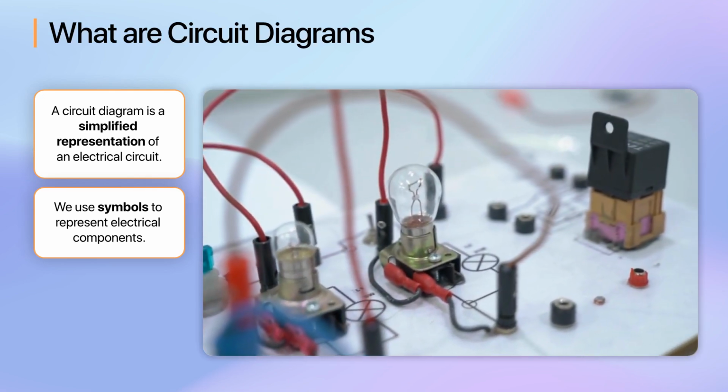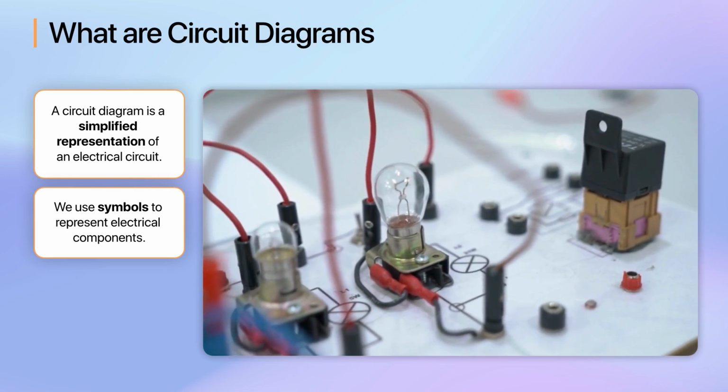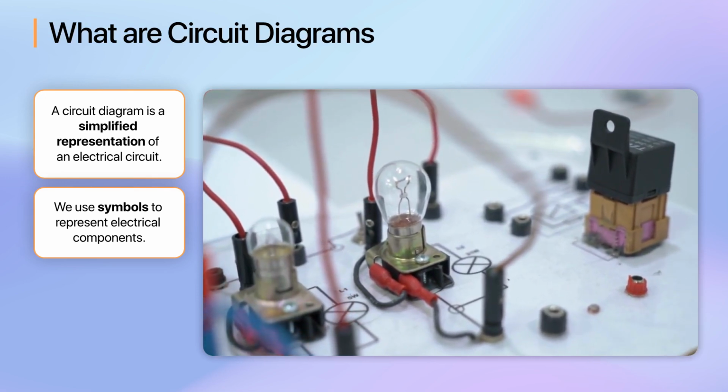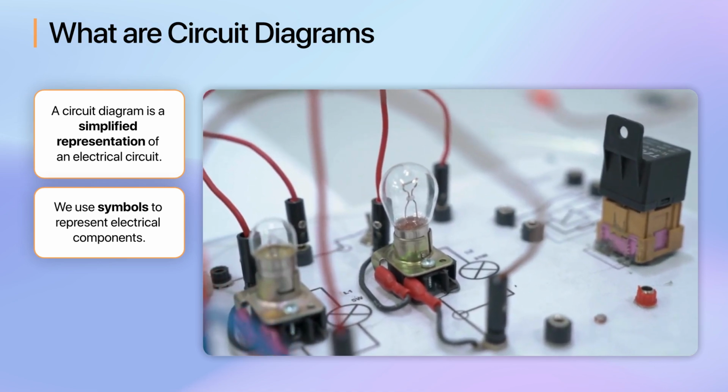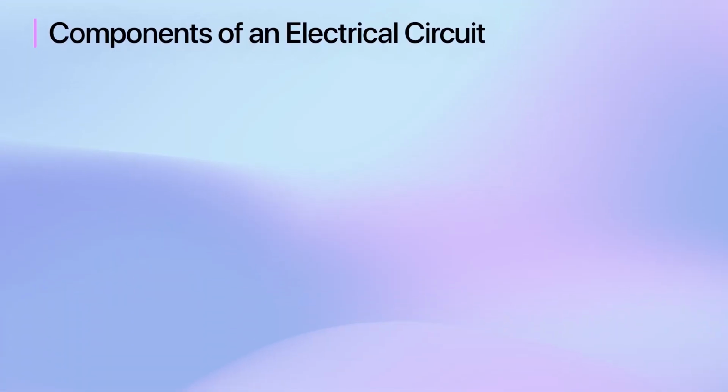Not having to deal with the potentially complex and messy physical setups helps us focus purely on how the circuit operates. In circuit diagrams, various symbols are used to represent different components. Here are a few key examples.